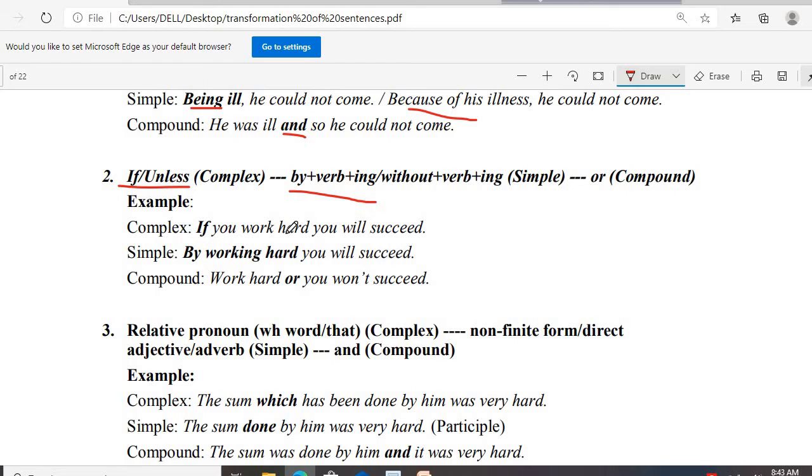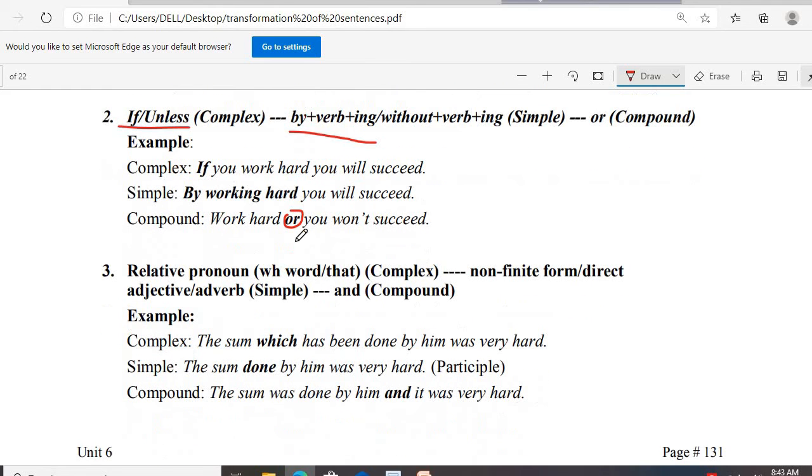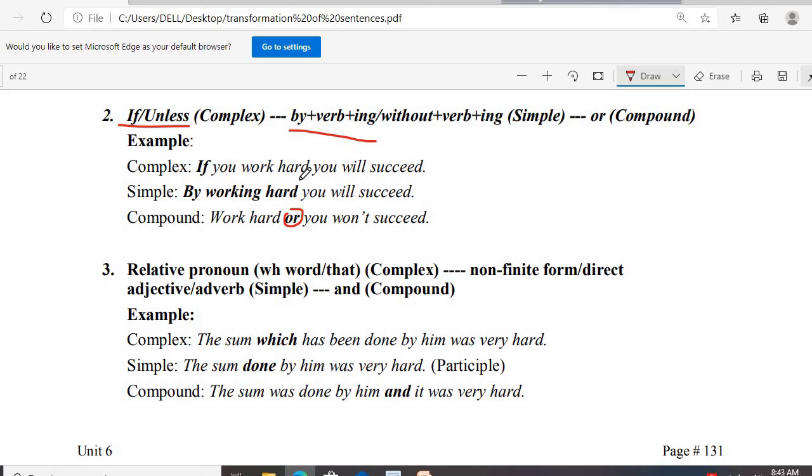So let's say if you work hard you will succeed, and this sentence has been made simple by working hard. And in the compound sentence, or has been used. This is a conditional sentence. This conditional complex sentence will be changed into compound sentence with the help of or.